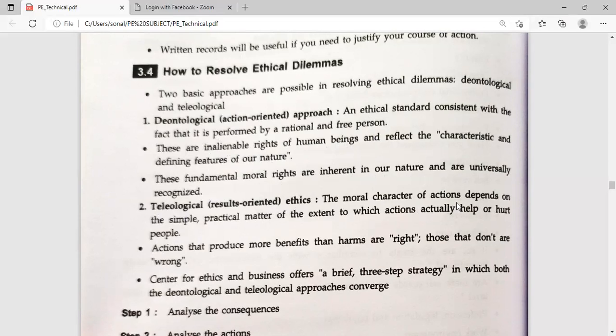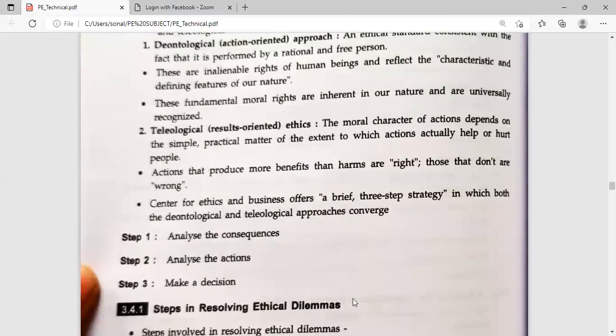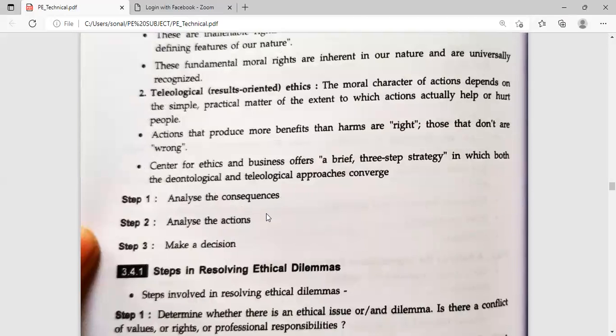The moral character of actions depends on the simple practical matter of the extent to which actions actually help or hurt people. Actions that produce more benefits than harms are right. Those that don't are wrong. Center for Ethics and Business offers a brief three-step strategy in which both the deontological and teleological approaches converge. Okay, so again, step 1 is analyze the consequence. Step 2, analyze the action and then make a decision.